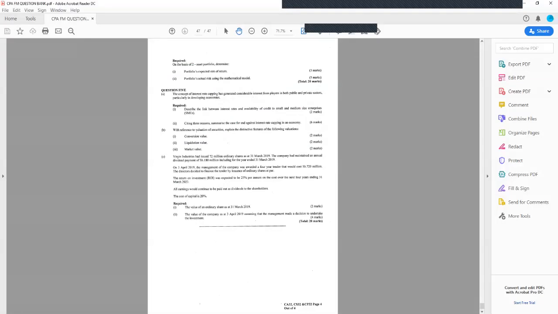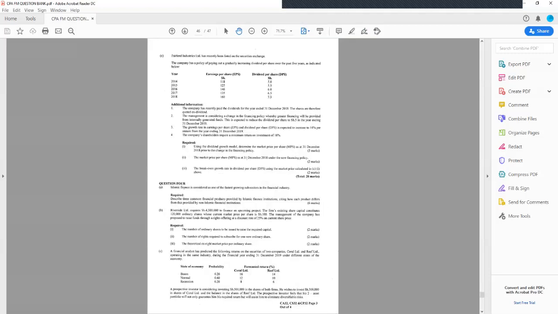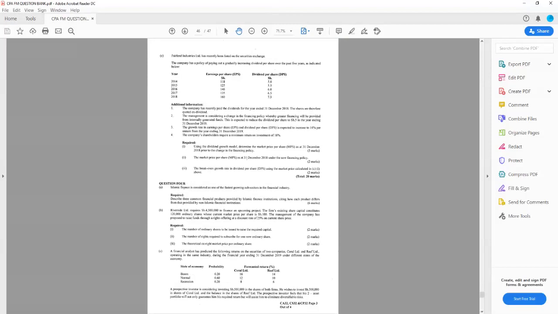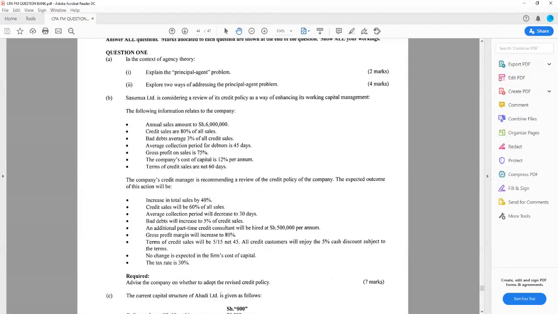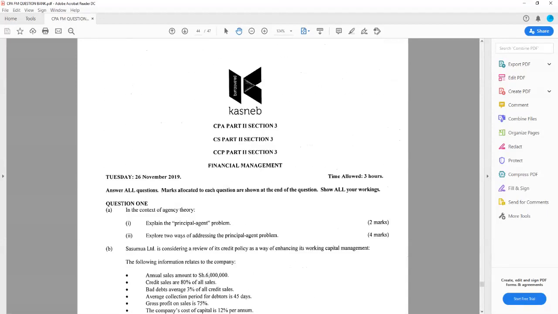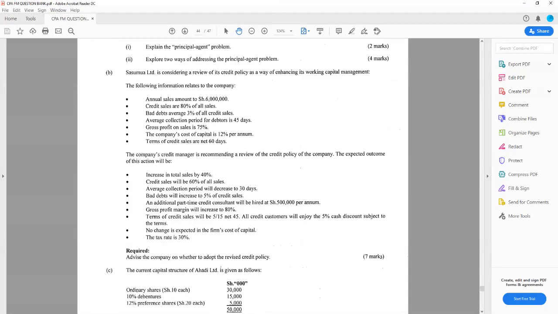Okay, so there's a question the examiner set in the most recent sitting. If you check on the November 2019 question 1B. November 2019 question 1B. So go through it, then we attempt together. So Sumua Limited. Go through it, then we attempt together.